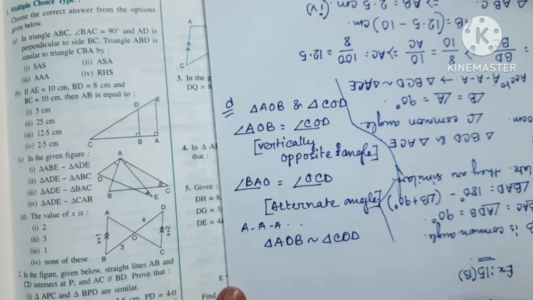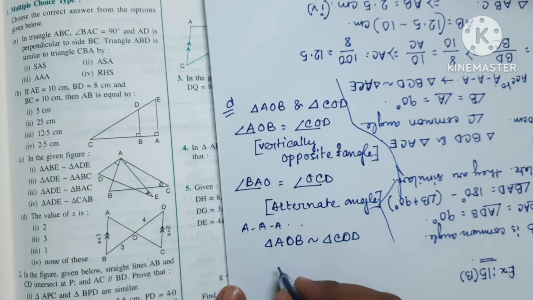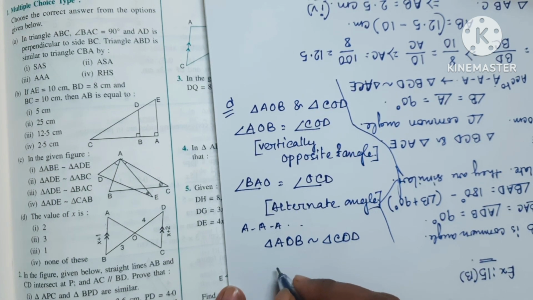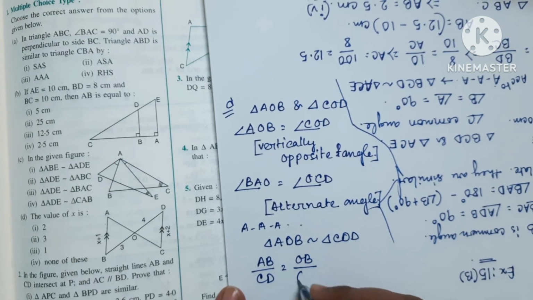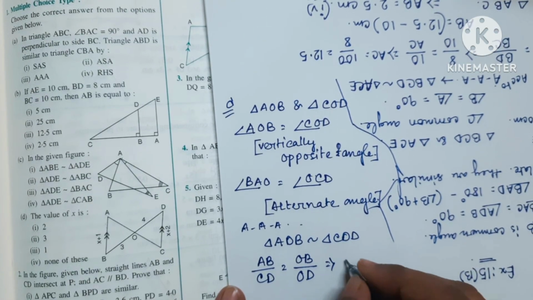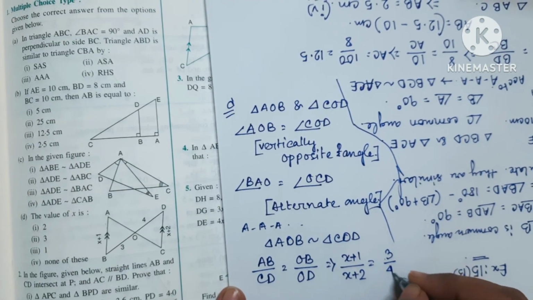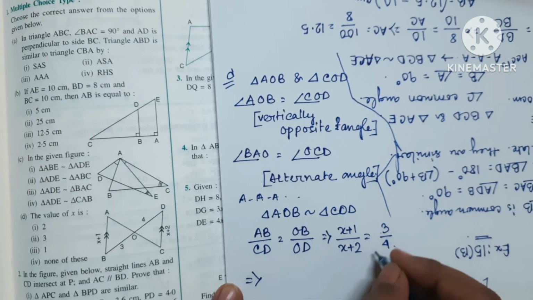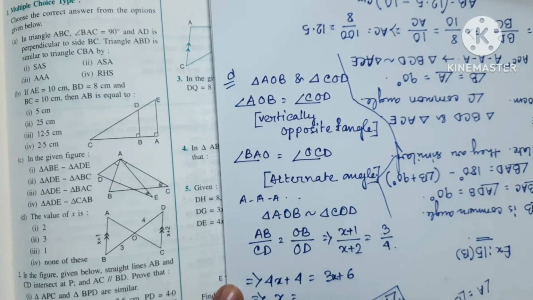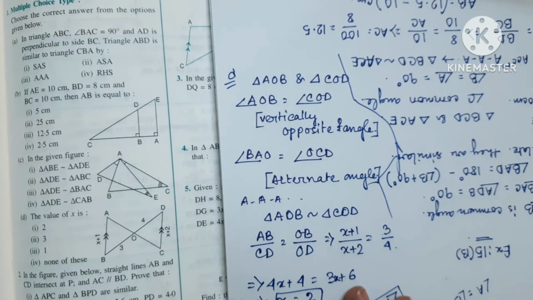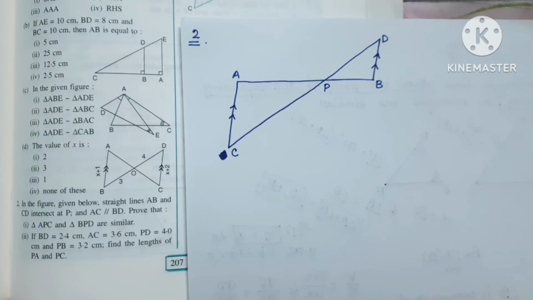Okay. Now from that, you can say the corresponding sides are proportional. So AB by CD is equal to OB by OD. Okay. So from here, (x plus 1) by (x plus 2) is equal to 3 by 4. Okay. So if you cross multiply, 4x plus 4 is equal to 3x plus 6. So x equals 2. x equals 2. So the value of x will be 2. So option 1 is the correct answer. Okay. See question number 2.